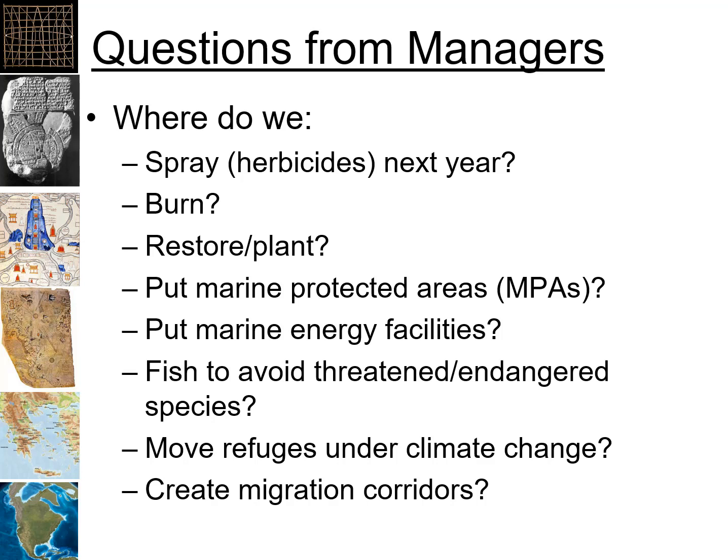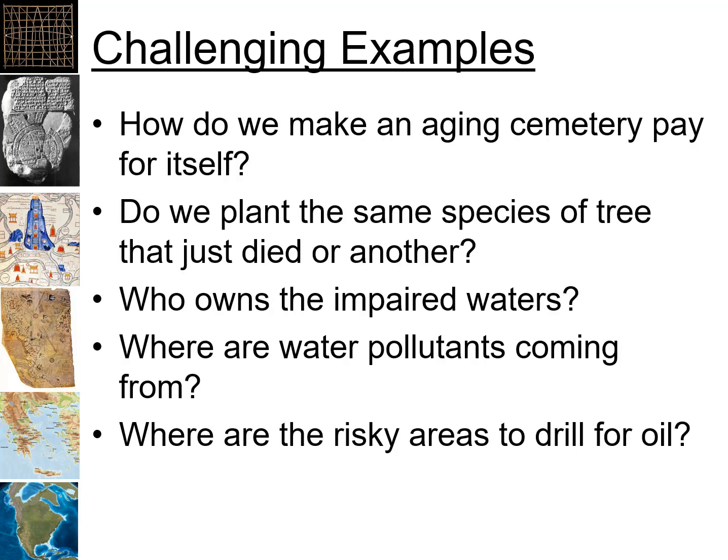We're going to need to move refuges under climate change. That's going to be a huge issue, including migration corridors as species move in different ways than they used to. So these are actually some examples I've had that were some of the more challenging ones. One was just how to make an aging cemetery pay for itself. Up in Oregon, we had a cemetery that went back over 150 years, and it was filling up. And they pay by plots. When you buy a plot for yourself or a loved one, then that pays the cemetery.